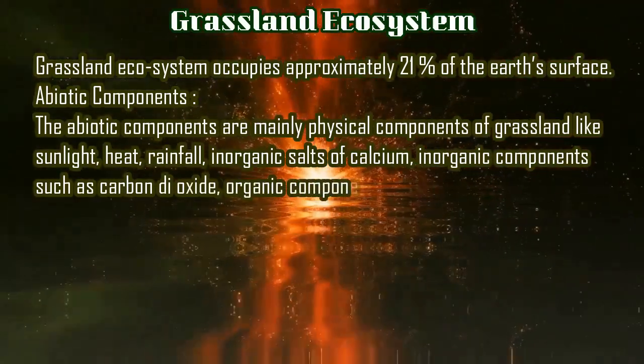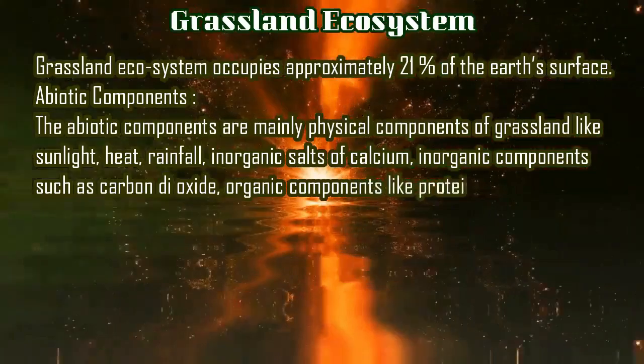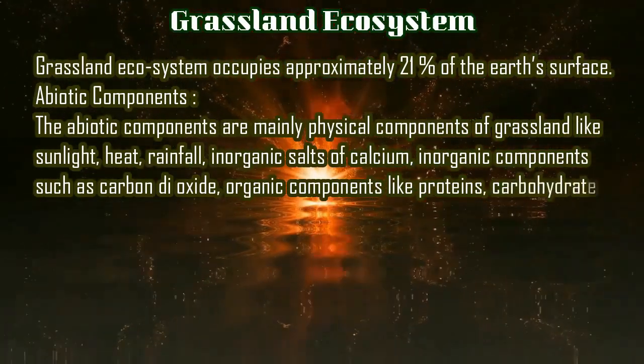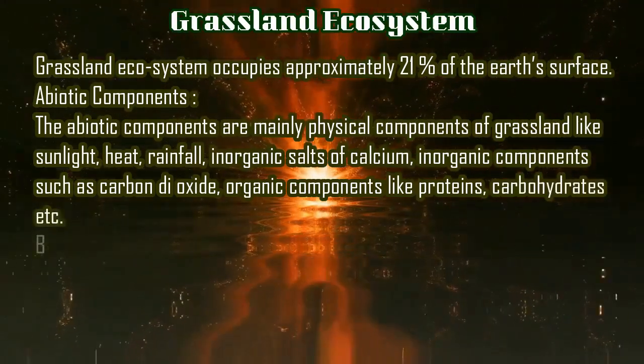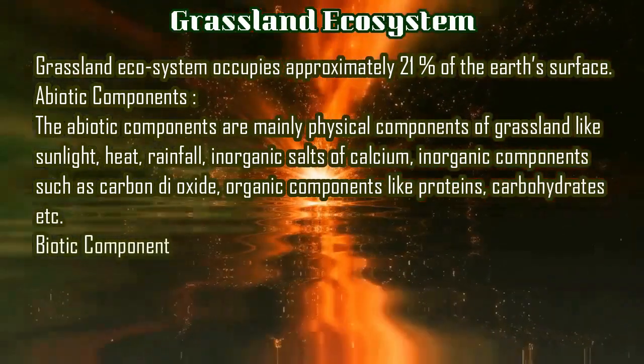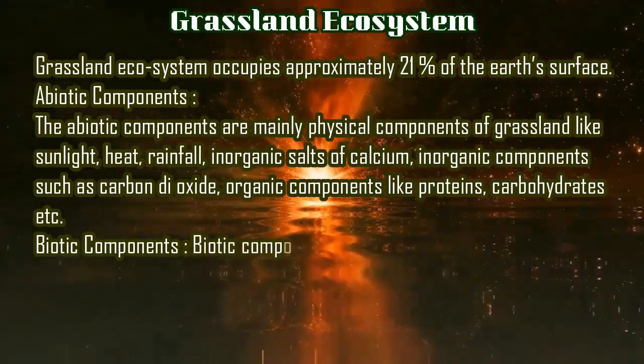Now if we move to the biotic components, we will see that the biotic components are basically divided into three parts, right? And these three parts are nothing but producers, consumers and decomposers. Okay, now what producers are, what consumers are and what decomposers are, that we will discuss.